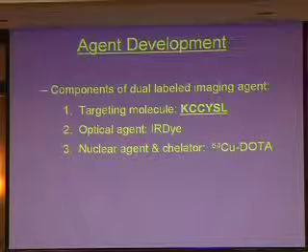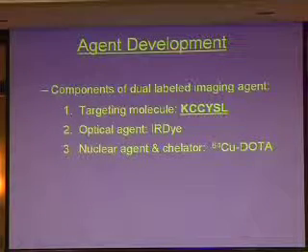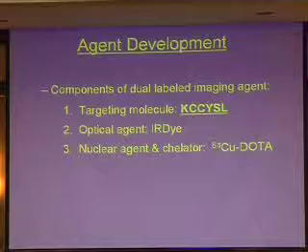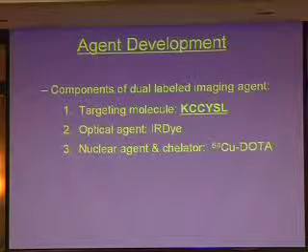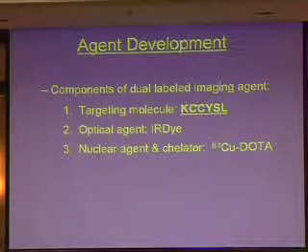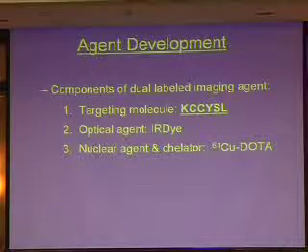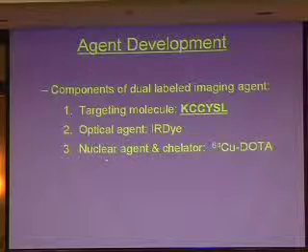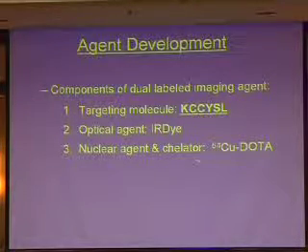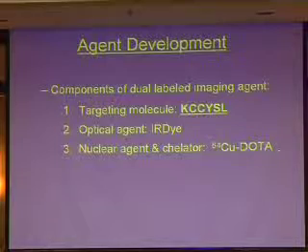So my project involves taking this established peptide and using it to create a dual-labeled imaging agent. The three components of this imaging agent are the targeting molecule, which is the 6 amino acid sequence peptide, an optical agent, which is a near-infrared dye, and then also a nuclear agent and its associated chelator, which is the copper-64 and the DOTA molecule.